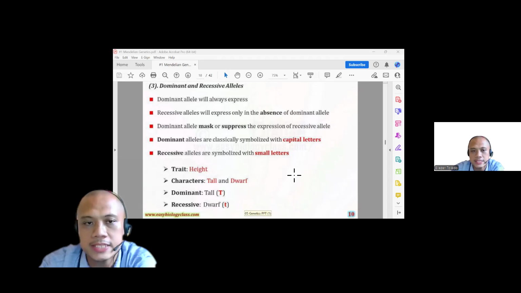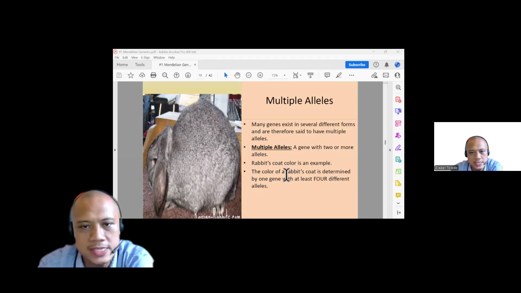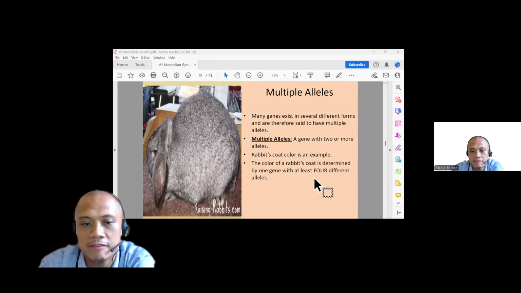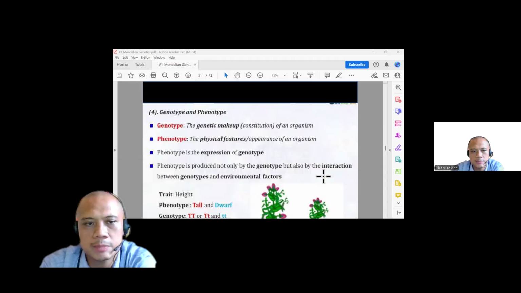There are other instances. There are also multiple alleles as defined here. Many genes exist in several different forms and are therefore said to have multiple alleles, a gene with two or more alleles. A rabbit's coat color is an example. The color of a rabbit's coat is determined by one gene with at least four different alleles. Imagine that. Commonly we only have two, but in the case of rabbits, they have multiple alleles. Next, this is just a picture.